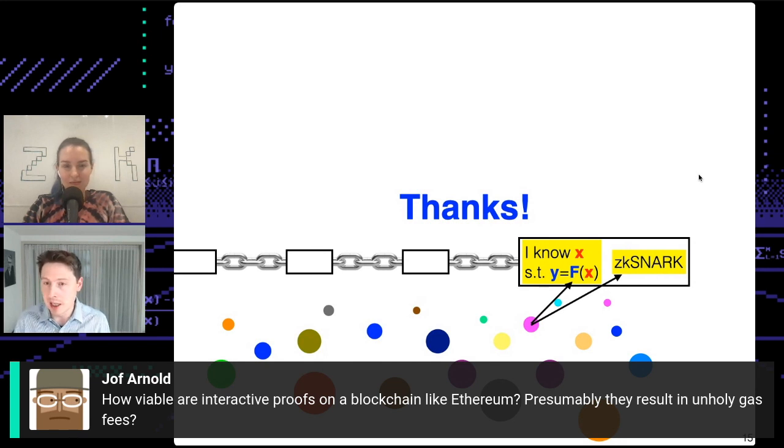Now, SNARKs are viable in the sense that they are used on Ethereum today. So there are smart contracts on Ethereum running today where there is a SNARK verifier and it receives proofs. And these proofs are attesting to huge off-chain computations. Because the verification is much smaller and much cheaper than the original computation, overall you save gas fees compared to naively running all the computation that was done off-chain.